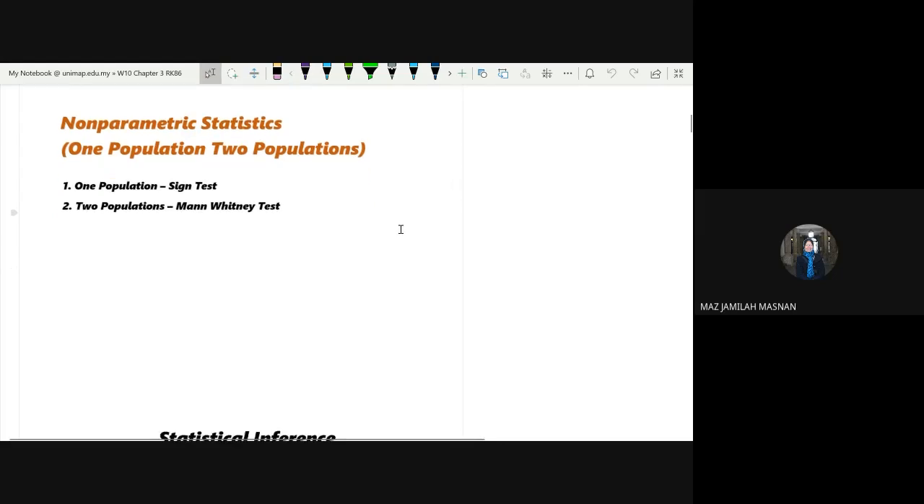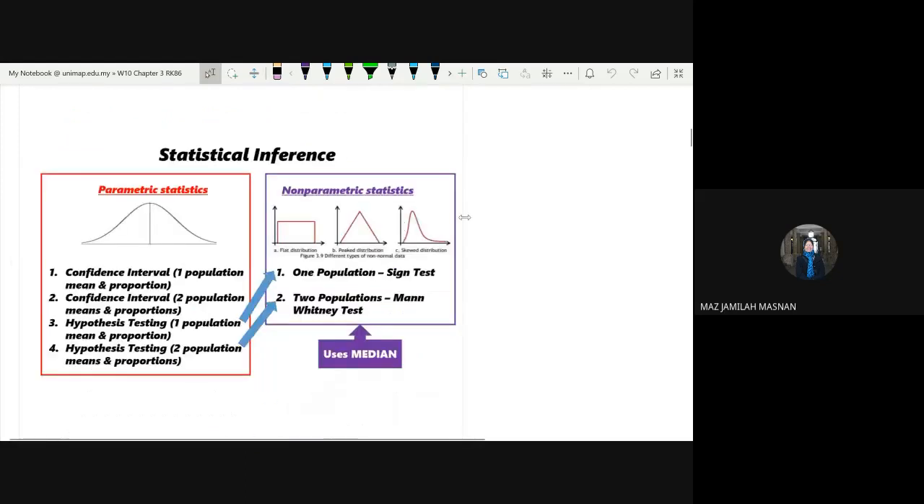There will be two tests that we are going to look at. First, for one population, there will be the sign test, and for two populations, we are going to discuss the Mann-Whitney test. So what will be the difference between the two?